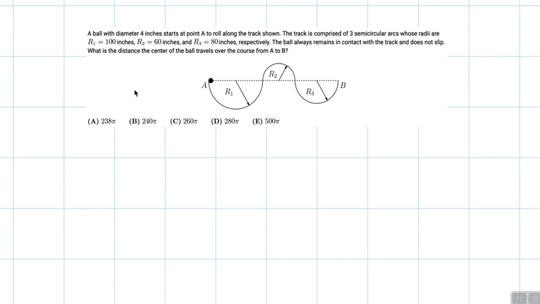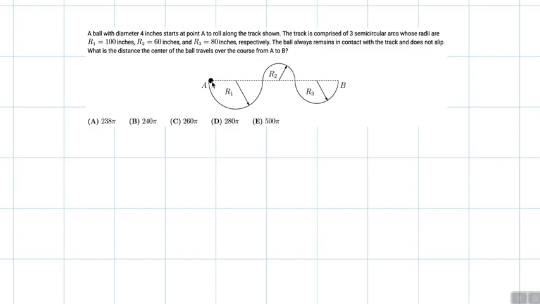A ball with diameter 4 inches starts at point A to roll along the track shown. The track is comprised of three semicircular arcs whose radii are R1 is 100 inches, R2 is 60 inches, and R3 is 80 inches, respectively. The ball always remains in contact with the track and does not slip. What is the distance the center of the ball travels over the course from A to B?